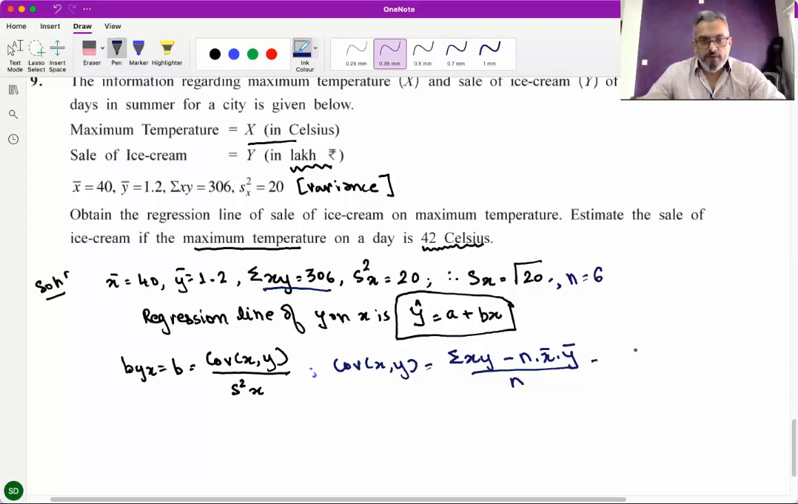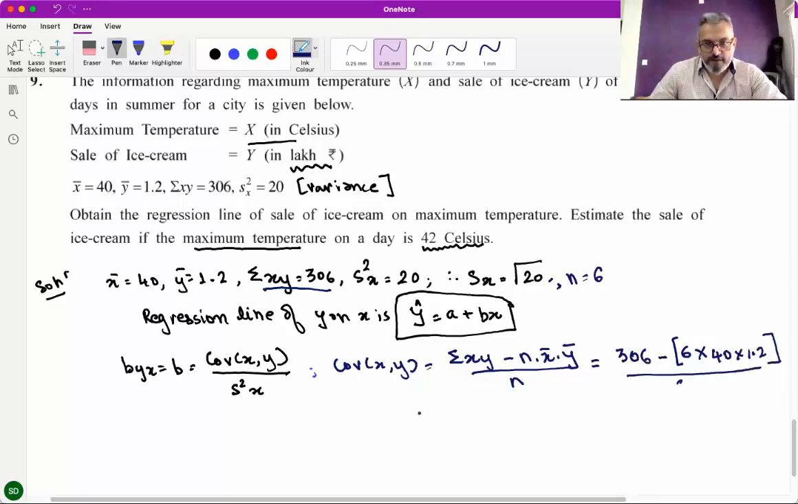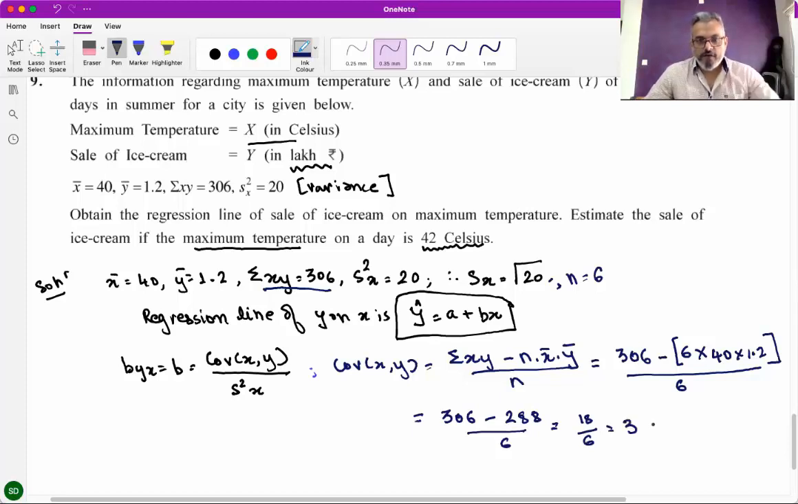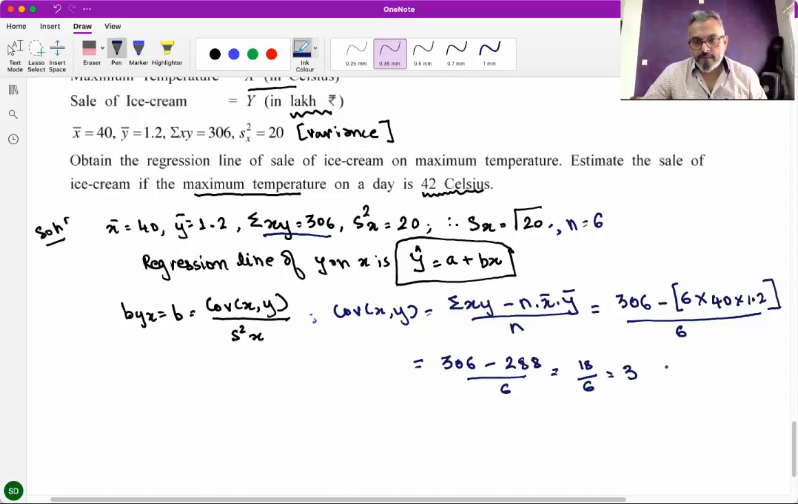which is equal to 306 minus n is 6 into x bar is 40, y bar is 1.2 upon n is 6, which is equal to 306 minus, take a calculator, 240 into 1.2, 288. 306 minus 288 is 18 divided by 6, which is equal to 3. So covariance x comma y is equal to 3.